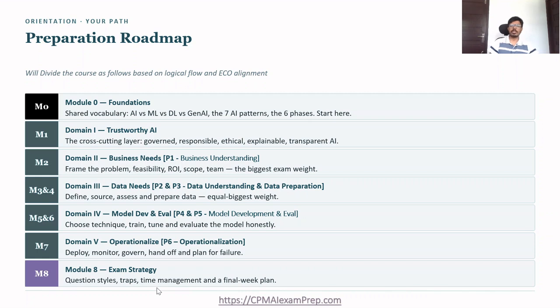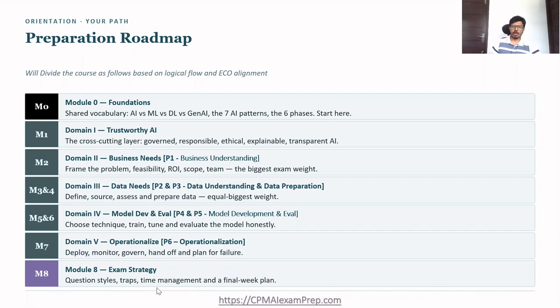The focus here is on defining the data source, assessing and preparing this data, and ensuring a proper data lineage is maintained. And then we'll move on to domain 4, model development and evaluation. This is where we finalize the choice of algorithm and learn the techniques of training models and tuning them, evaluating them honestly, and making sure that it meets the intended business goal.